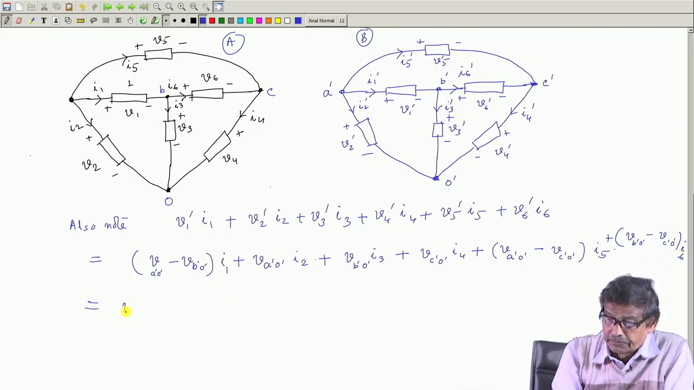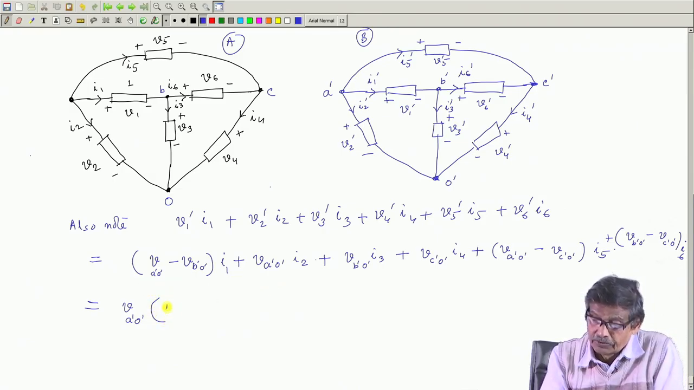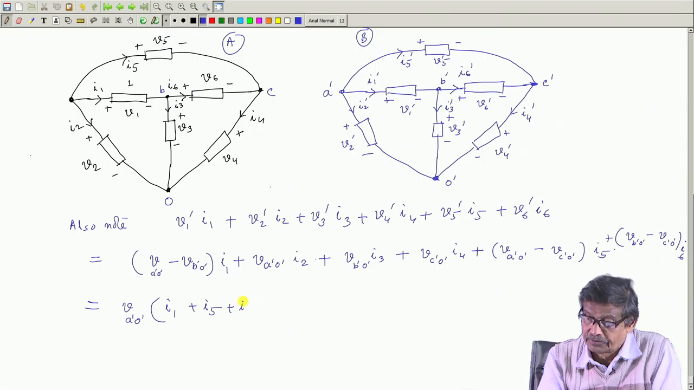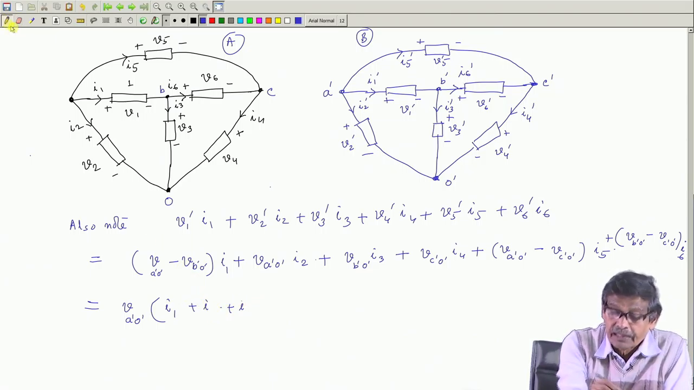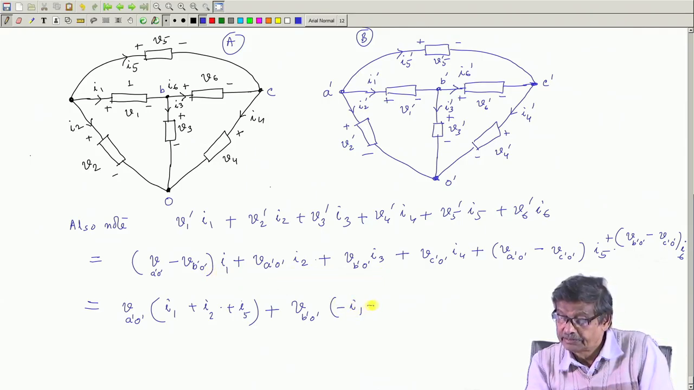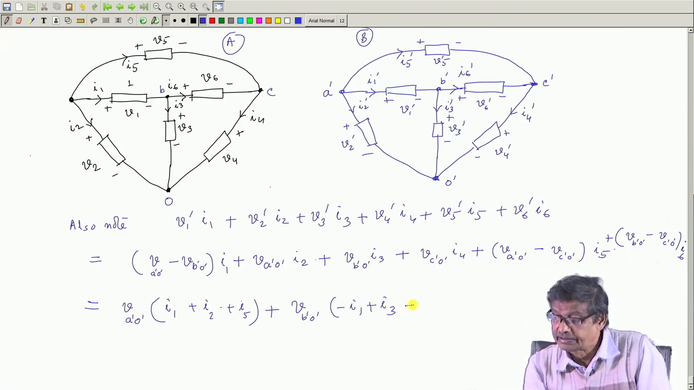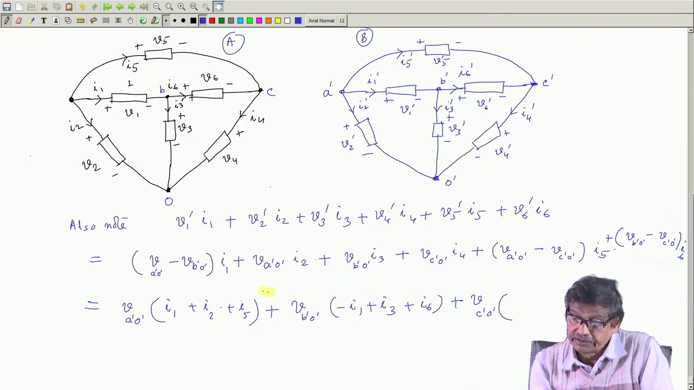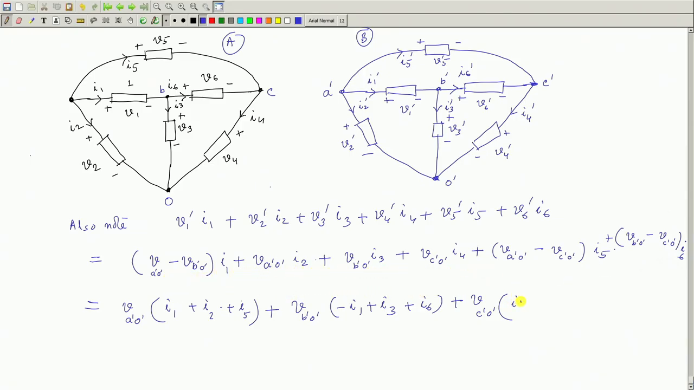And once again you collect the terms, that is V A dashed 0 dashed. It is equal to I1, from this I1 will come, then plus I5, from this it will come, and plus I2, sorry, plus I2 also. So, let me put this I2 first, I2 plus I5. Similarly, V B dashed 0 dashed will be equal to minus I1 from this plus I3 from this and plus I6. And finally, V C dashed 0 dashed will come as, here it is I4 minus I5 and minus I6.